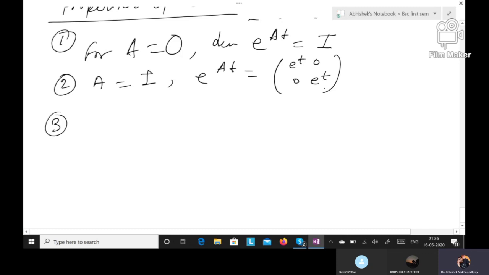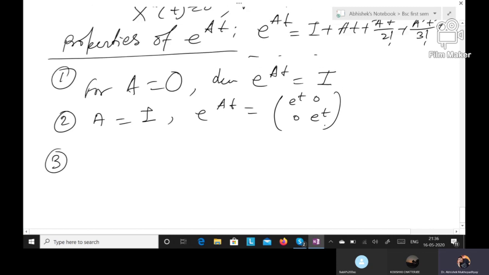The third one is, it is obvious, these two are obvious. It can be achieved from the expression.